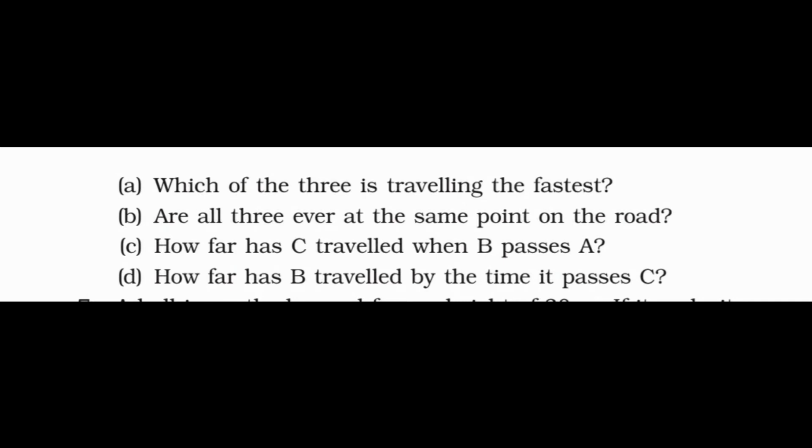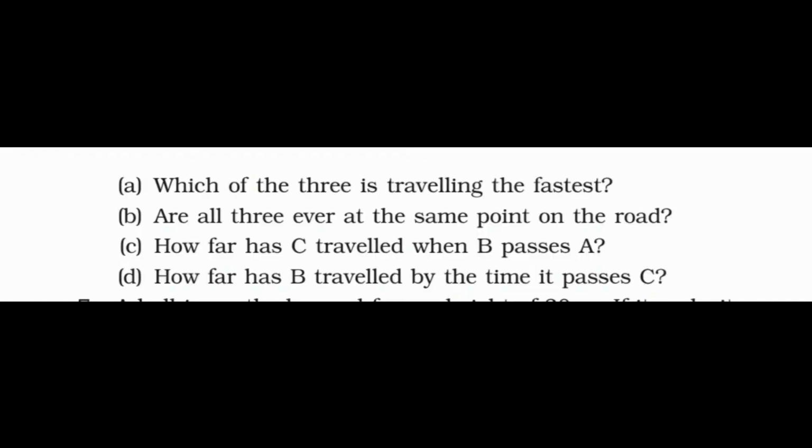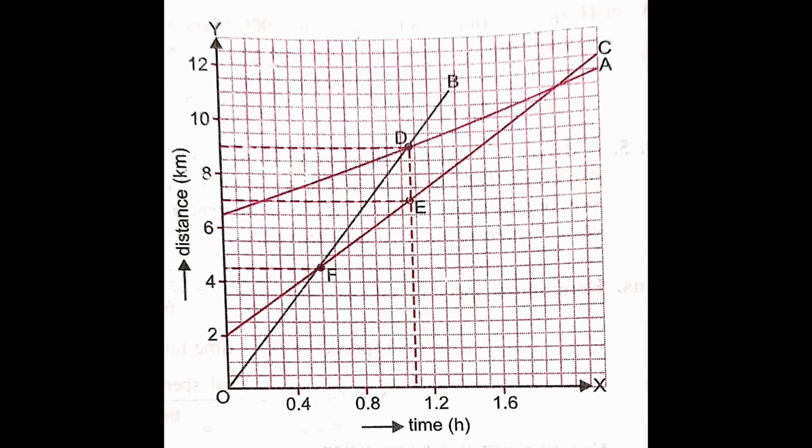Third question, part C. How far has C traveled when B passes A? As it is clear from the graph, when B passes A at D, at this time C is at E, which corresponds to 7 km. Hence, when B crosses A, then C is at 7 km from the origin. Question D. How far has B traveled by the time it passes C? B crossed C at F at a distance of 4.5 kilometers from the origin.